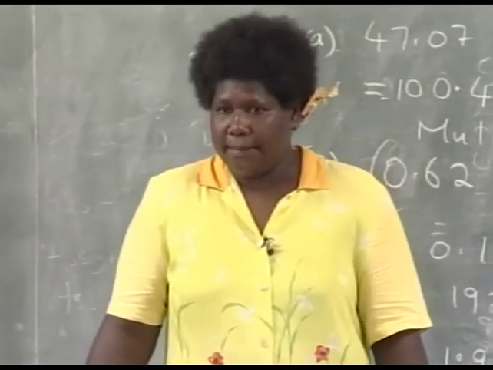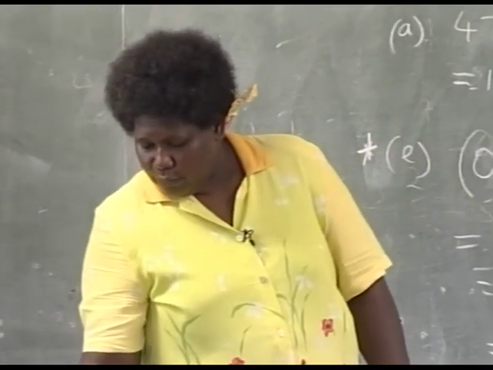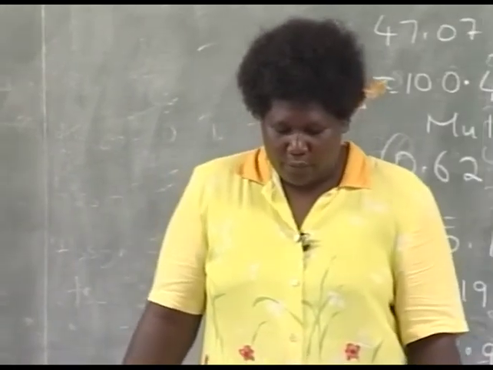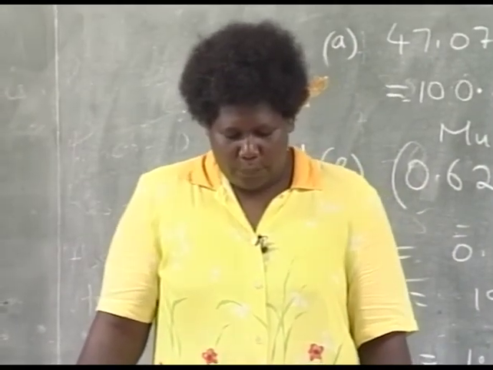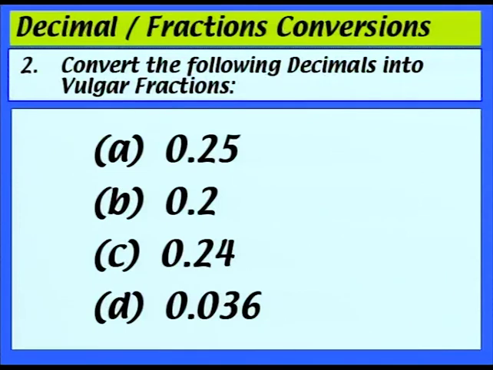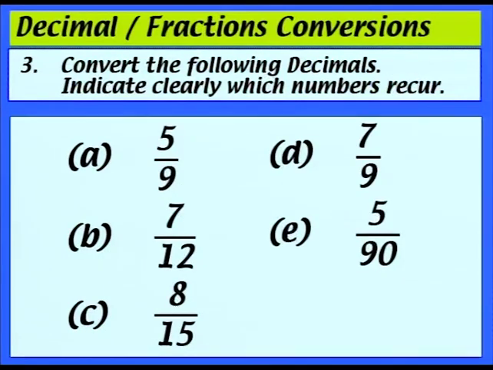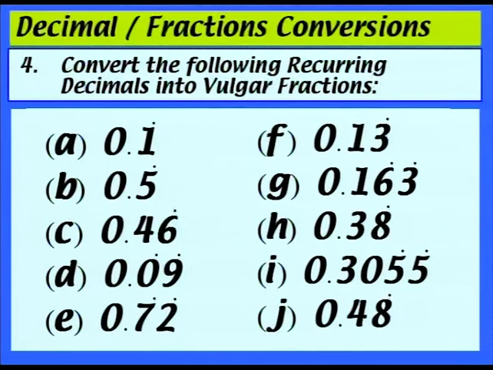I'll stop here, and then what you're going to do next lesson is you're going to change those four questions, 0.25, 0.2, 0.24, 0.0362, to ordinary fractions, and then the next one, you're going to change those fractions to recurring decimals. Clear? That's your homework for us to look at tomorrow. Tomorrow we are going to look at changing recurring decimals back to fractions, which is, I think, something new that you haven't done.